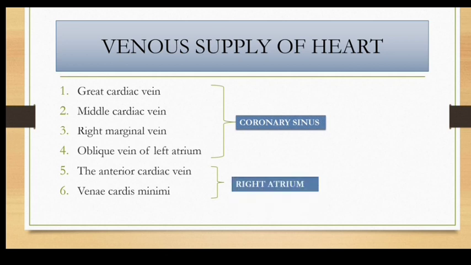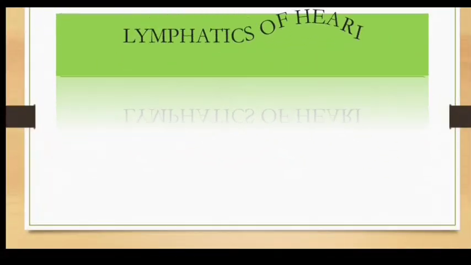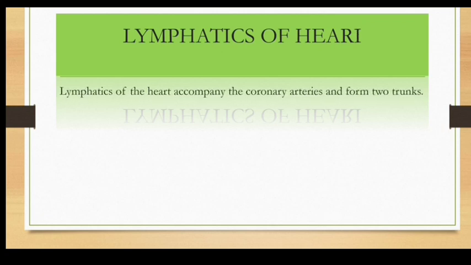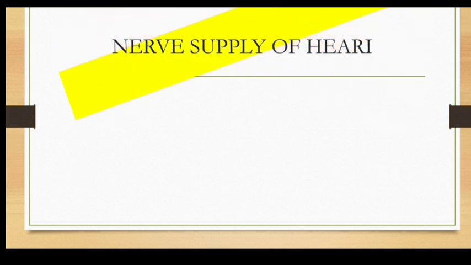So we will also describe this portion in my next lecture. Now we will see the lymphatics of the heart. Here the lymphatics of the heart accompany the coronary arteries and form two trunks. The right trunk ends in the brachiocephalic nodes and the left trunk ends in the tracheobronchial lymph nodes at the bifurcation of the trachea. Right?